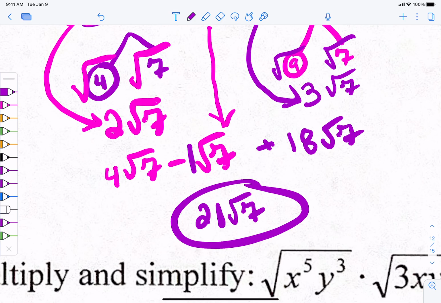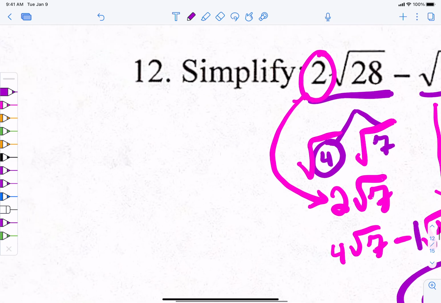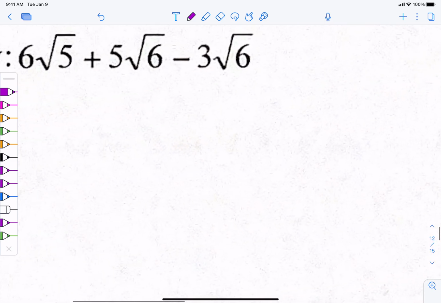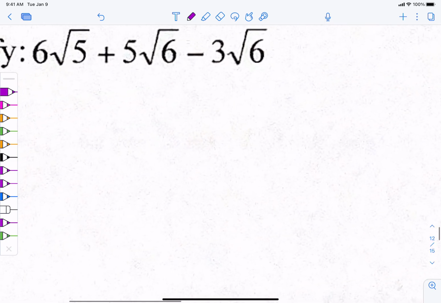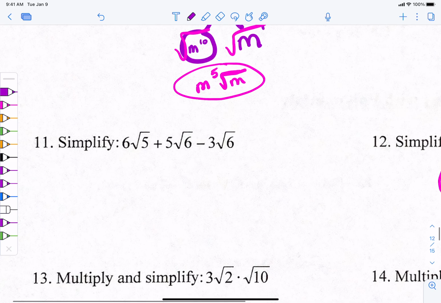Okay, number 11. Just look and see what you have to break down. Number 11 is actually a lot easier. 5, 6, and 6. You just leave the 5, right?